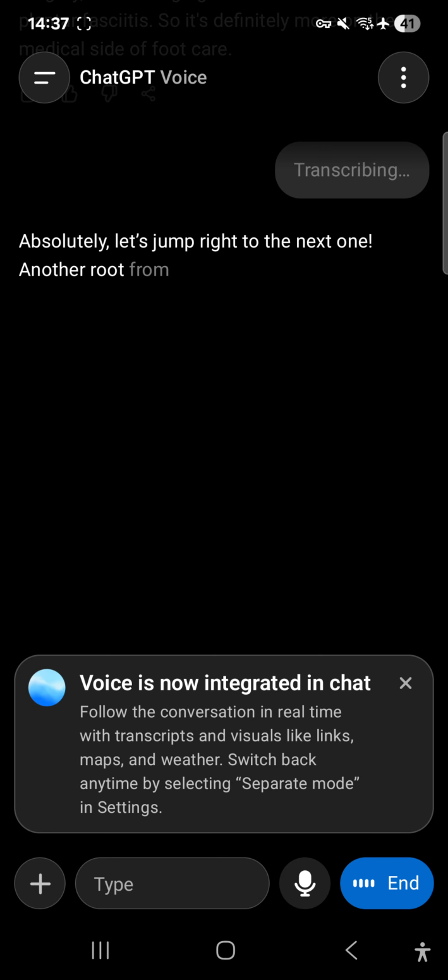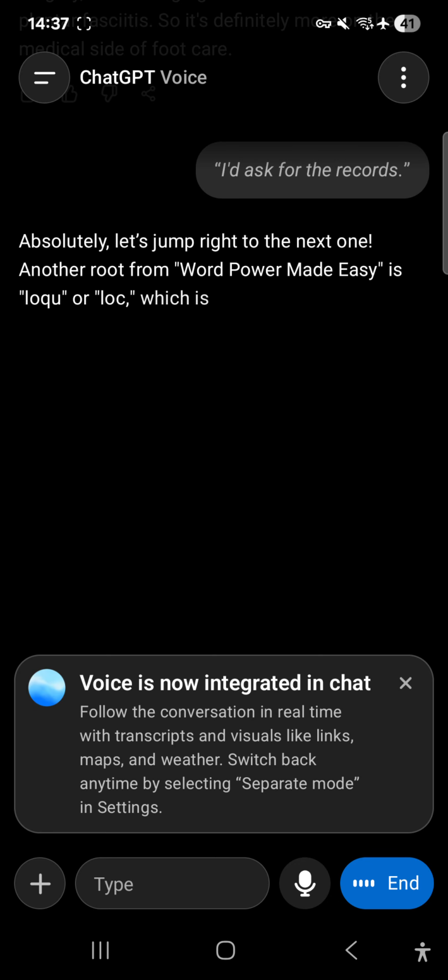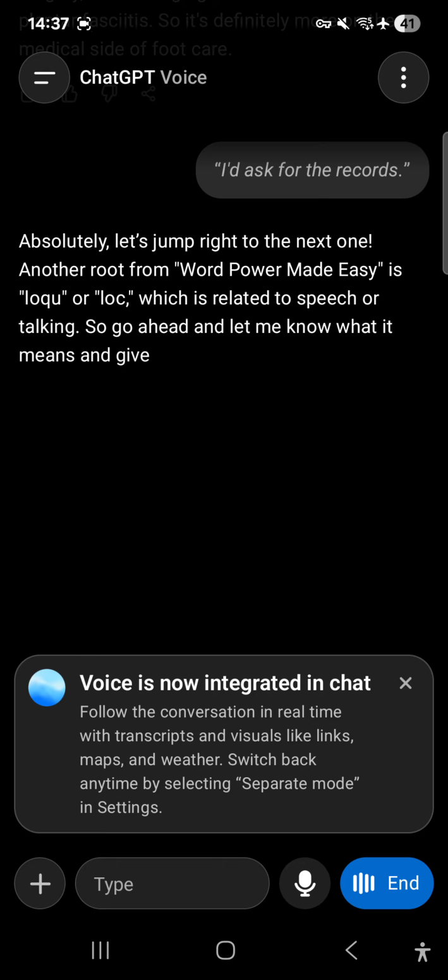Absolutely. Let's jump right to the next one. Another root from Word Power Made Easy is loc or lock, which is related to speech. Loc means to speak. For example, circumlocution, not talking to the point. You are basically going around and around. Loquacious, someone who talks a lot. Other words are, wait for me, let me guess. Other are loquacious, circumlocution.